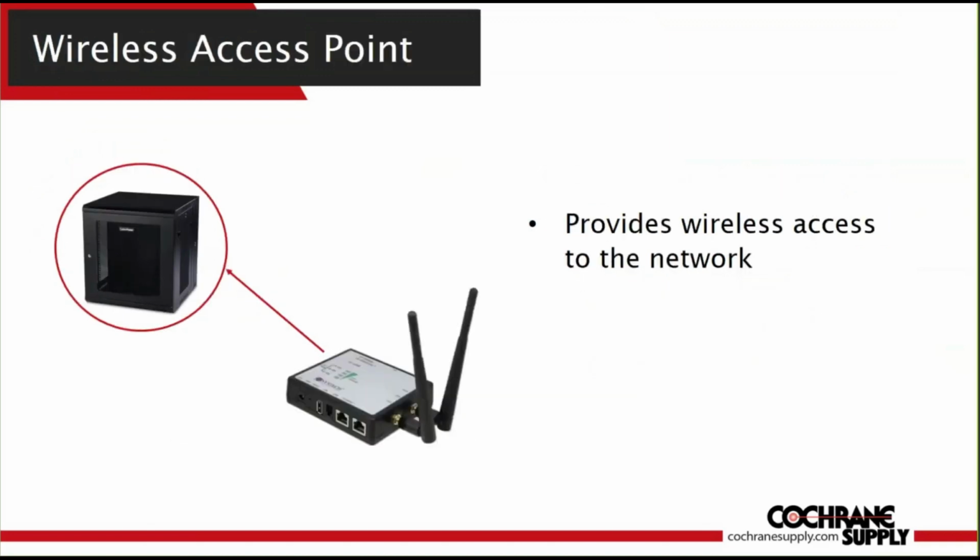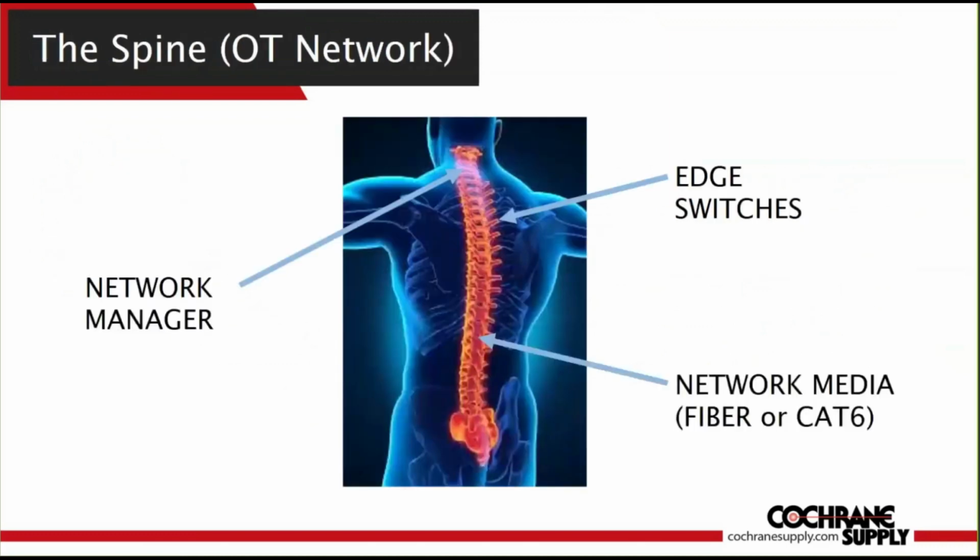And then the wireless access point. And we all know what that is. That's just giving us the ability to access the network wirelessly. So we've talked about the brain, the hardware and software that's involved in setting up our brain or our front end. So now let's talk about the spine.